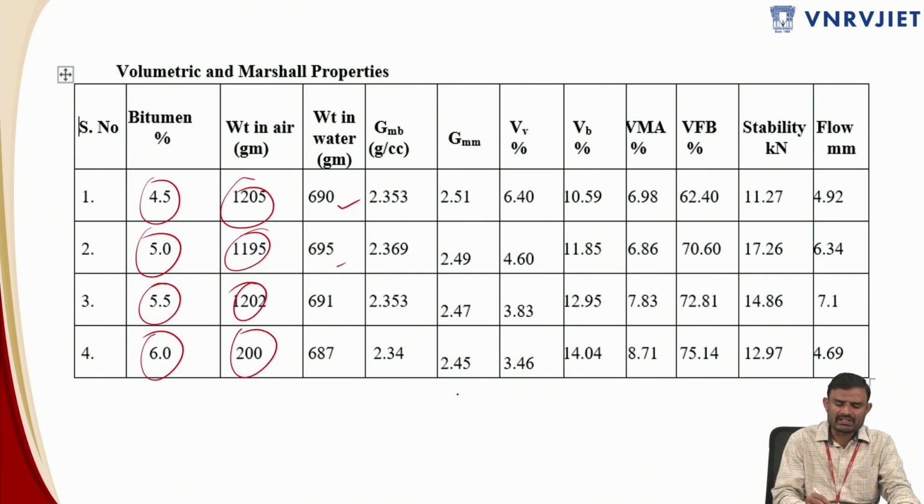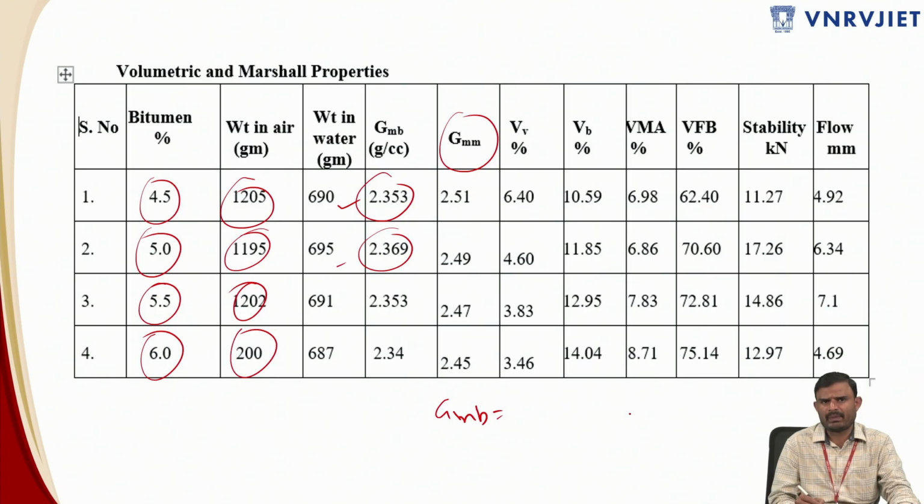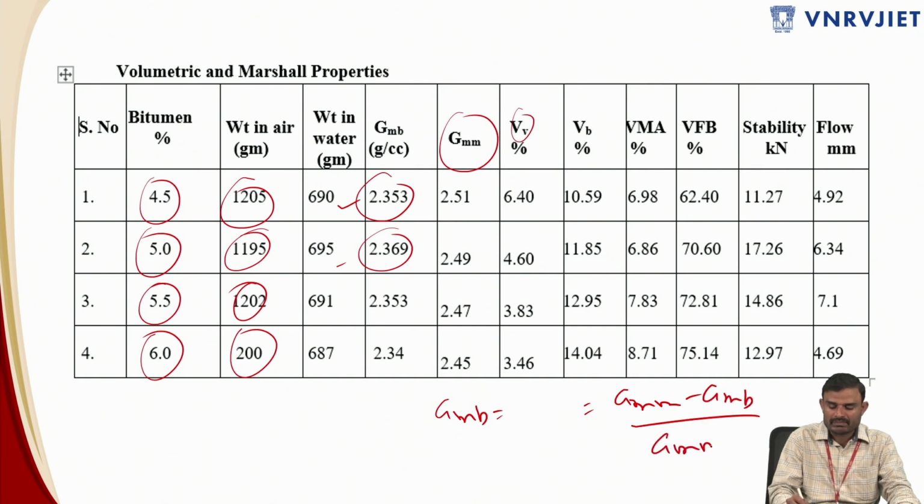From that, I've got what is meant by GMB. GMB is nothing but weight in air divided by the saturated surface dry weight minus weight in water. So from that you are going to get GMB, the bulk density, in gram per cc. And you know how to calculate GMM. It is nothing but the total percentage weight of the materials divided by the percentage weight of material 1 divided by the specific gravity of material 1, plus so on. Okay, and then you are going to get the percentage of air voids, VA, which is nothing but GMM minus GMB divided by GMM.